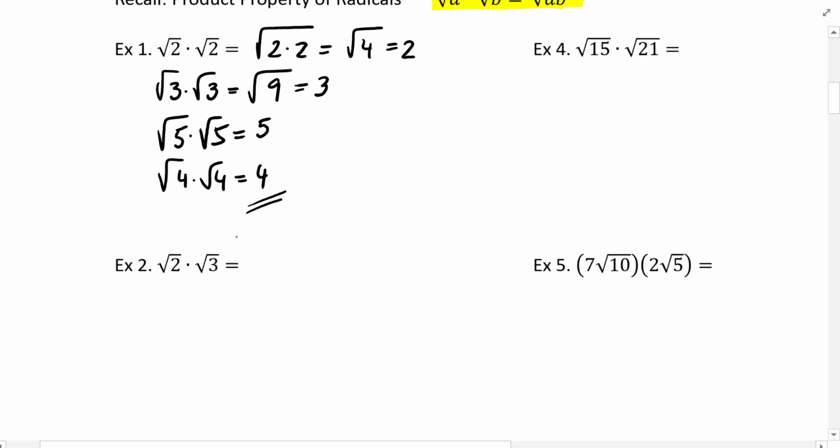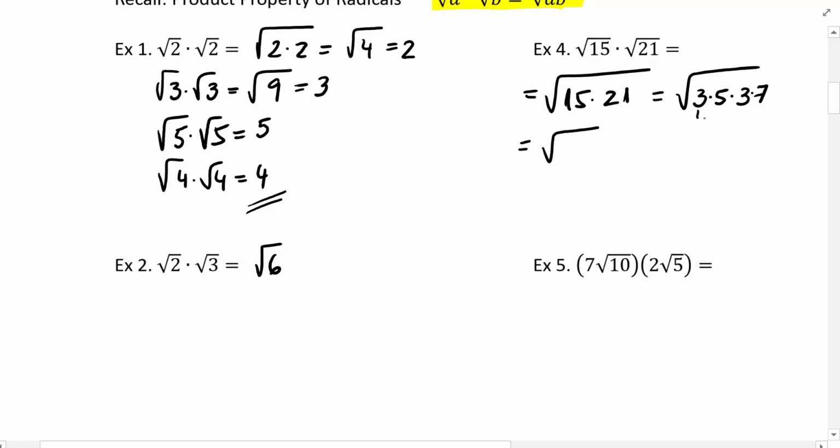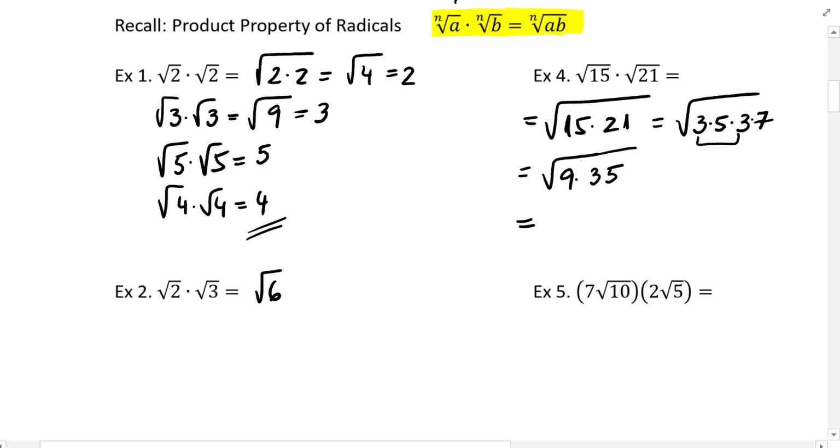Example 2, it's square root of 2 times square root of 3, which is square root of 6, and I cannot simplify it further. Example 4, we have square root of 15 times 21. We can multiply them and see if we have a perfect square, but since I don't have a calculator, I'm going to do 15 is 3 times 5 and 21 is 3 times 7. I can immediately see that 3 times 3 is 9, and then 5 and 7 are not perfect squares. If we multiply them together, they are still not going to give us a perfect square. So separating using the formula that I highlighted in yellow, it's square root of 9 times square root of 35, which is 3 square root of 35.